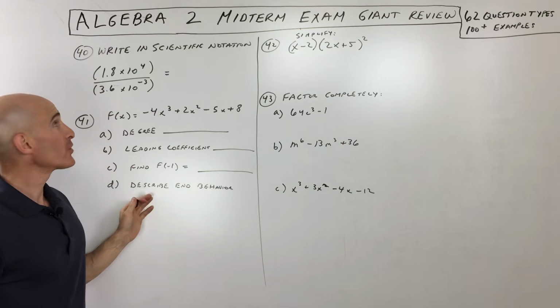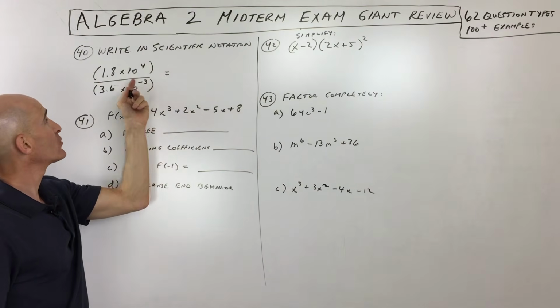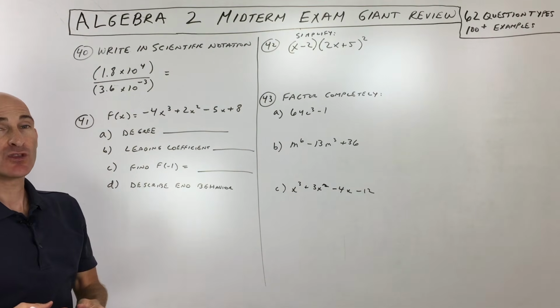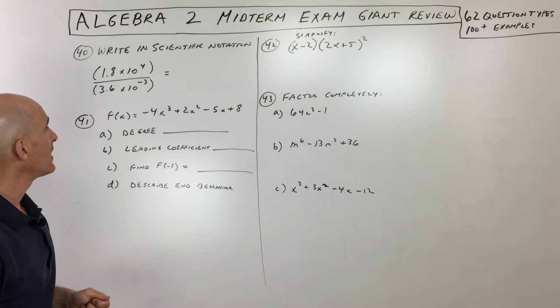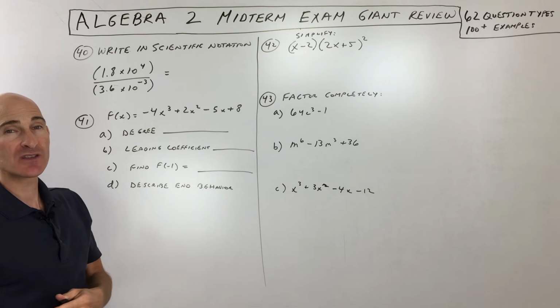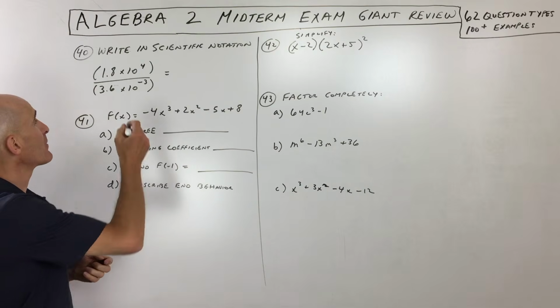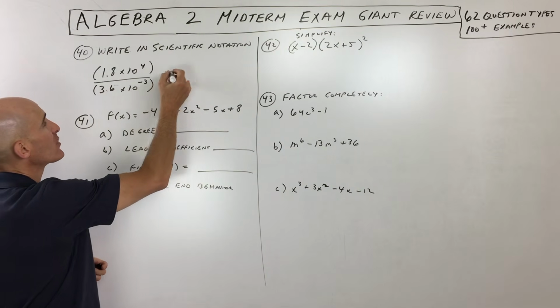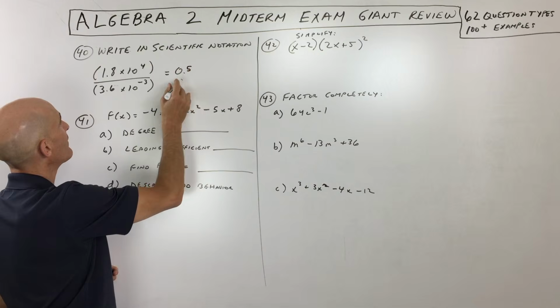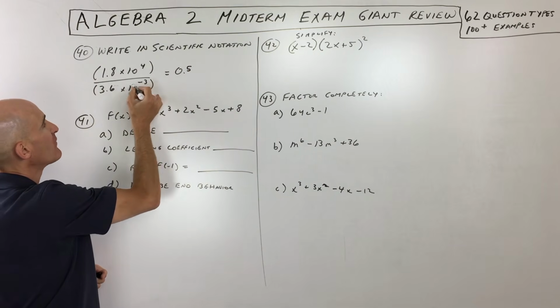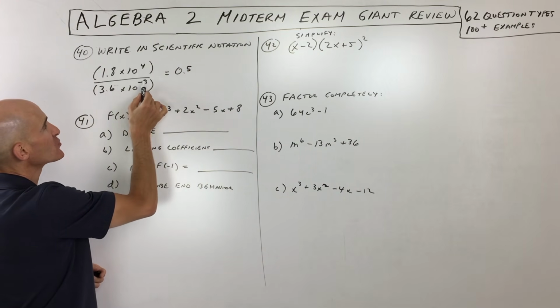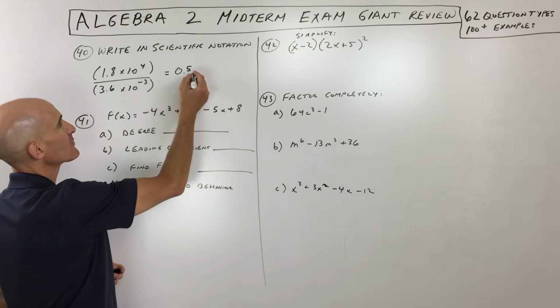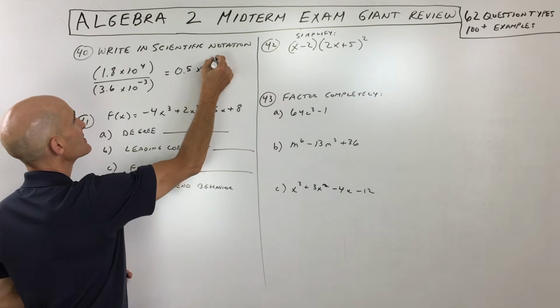Okay, question number 40 says, write in scientific notation. So here's the thing, when you multiply or divide, we're using the rules of exponents, but we're applying it to scientific numbers. So here, 1.8 divided by 3.6, that's actually 0.5, right? It's a half. But when you divide and you have the same base, what do you do? You subtract the exponents. So 4 minus negative 3 gives us 10 to the 7th.